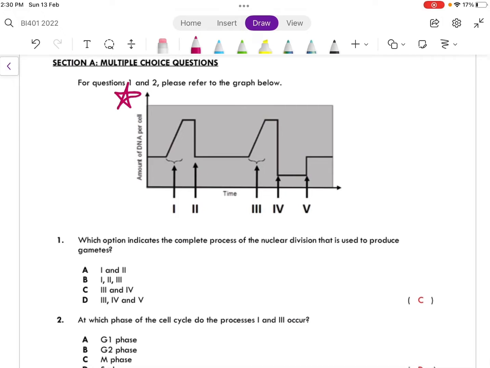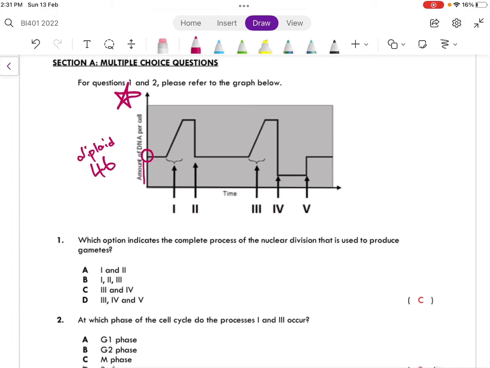Usually the x-axis will show the amount of DNA, and the starting point is usually referring to a regular cell with the diploid number of chromosomes. That means the original number of chromosomes. So in the case of human beings, you expect to find 46 chromosomes at the starting point, right?